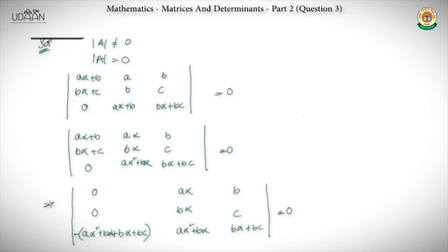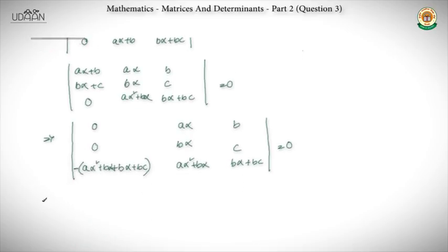Okay, now for this determinant to be 0, what should be 0? This element into the cofactor of this element, which would be A alpha into C minus B alpha into B. So you're saying that you're expanding along column 1, and the first two entries are 0, so only the third entry is left.